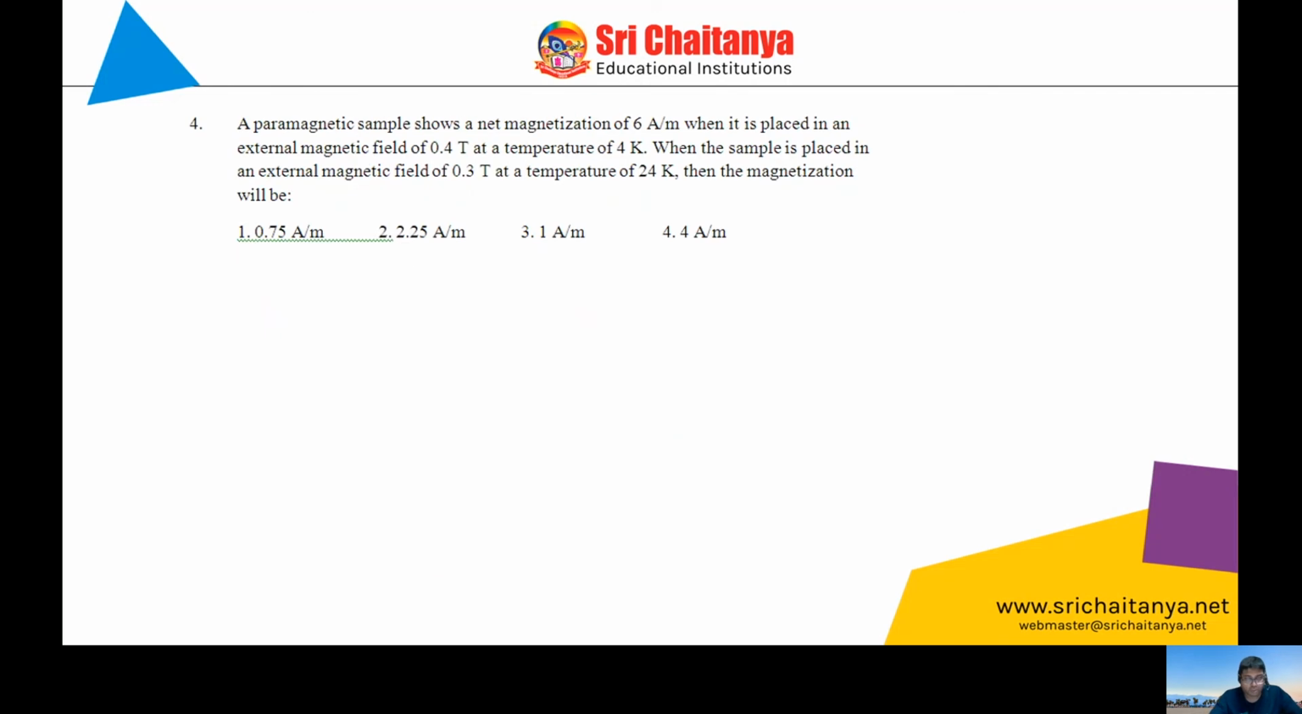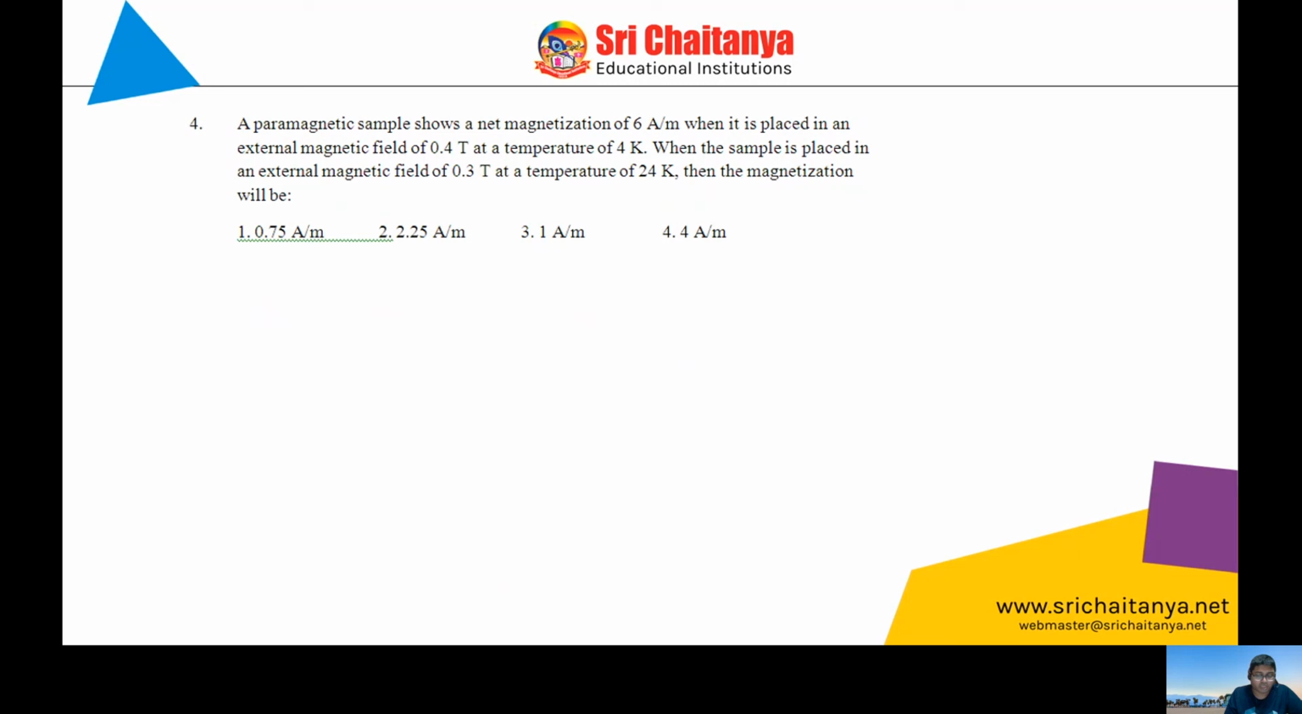So question number 4 is from classical magnetism, that is the extra syllabus. A paramagnetic sample shows a net magnetization of 6 ampere per meter when it is placed in an external magnetic field of 0.4 Tesla at a temperature of 4 Kelvin. So some conditions are given: magnetization, external magnetic field, and temperature. And the same sample is now placed in an external magnetic field of 0.3 Tesla. So we have changed the external magnetic field, and also changed the temperature to 24 Kelvin, and then we are required to find out the magnetization.